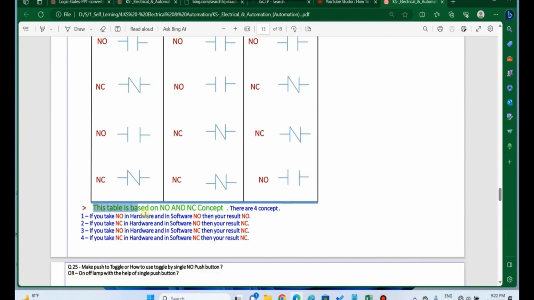See the table, which is based on the NO/NC concept. There are four cases. First, if you take NO in hardware and NO in software, your result is NO. If you take NC in hardware and NO in software, your result is NC. If you take NO in hardware and NC in software, your result will be NC. If you take NC in hardware and NC in software, then the result will also be NC.